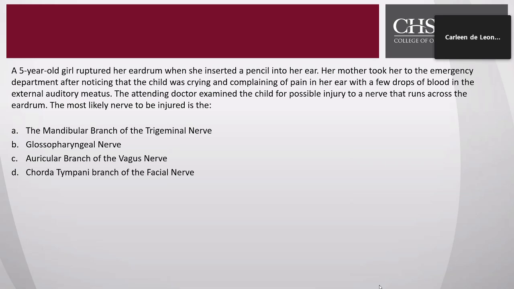A 5-year-old girl ruptured her eardrum when she inserted a pencil into her ear. Her mother took her to the emergency department after noticing that the child was crying and complaining of pain in her ear with a few drops of blood in the external auditory meatus. The attending doctor examined the child for possible injury to a nerve that runs across the eardrum. The most likely nerve to be injured is the... Anybody can answer.